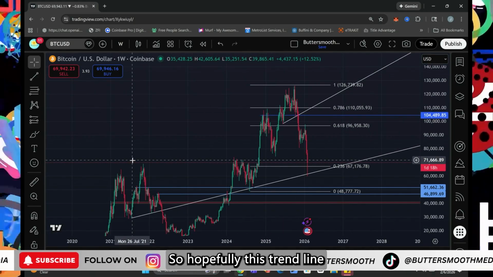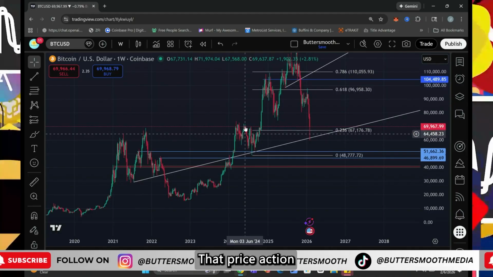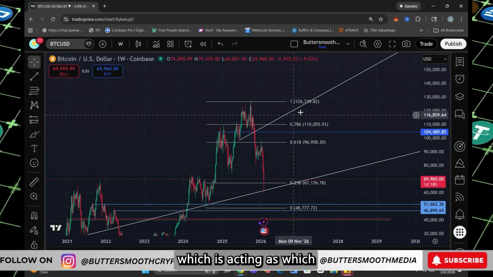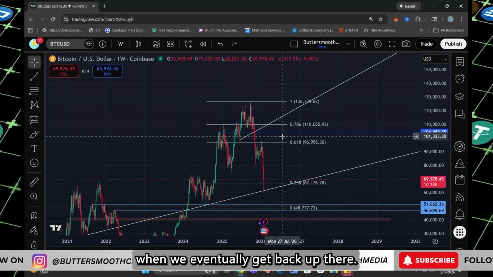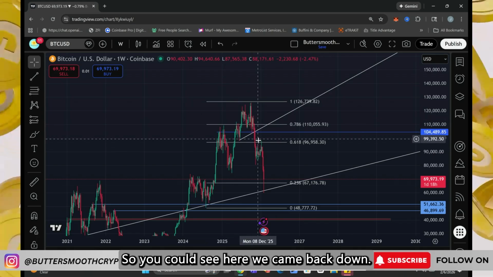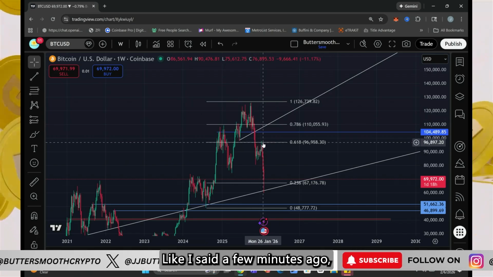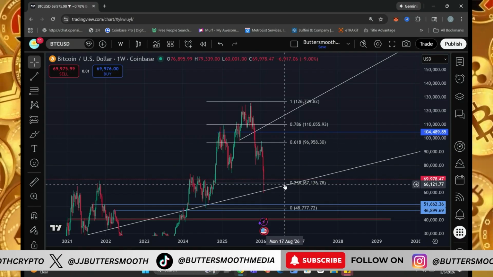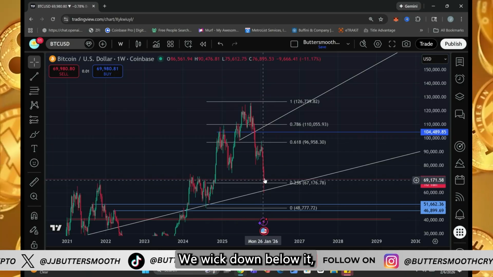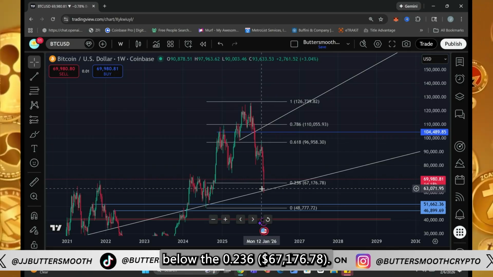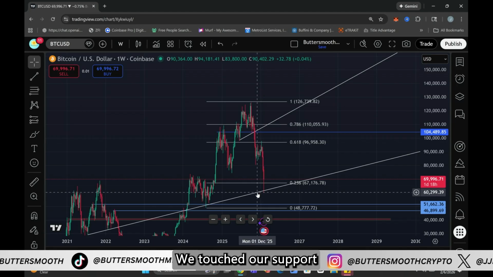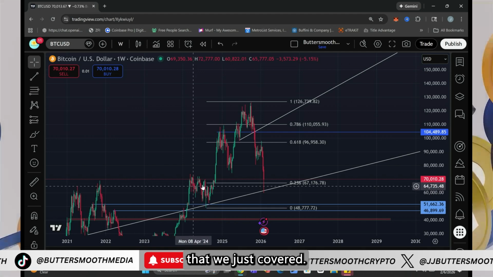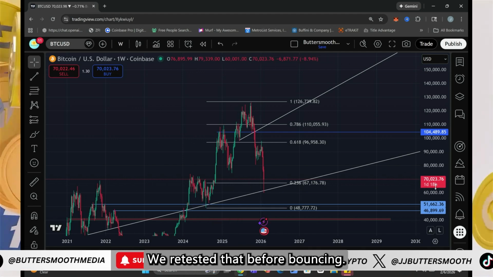So hopefully this trend line keeps just steadily stair-stepping us up. That price action will gradually get higher and higher. And now we have our trend line over top, which will act as resistance when we eventually get back up there. So you could see here, we came back down. We broke below the 618. Like I said a few minutes ago, we retested it as resistance before getting rejected all the way back down. The 236 didn't hold up for the wick. We wicked down below the 236. We touched our support trend line here all the way from back in 2021 that we just covered. We retested that before bouncing off of it.